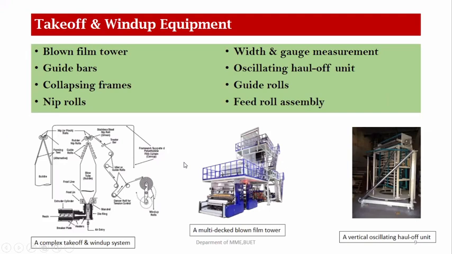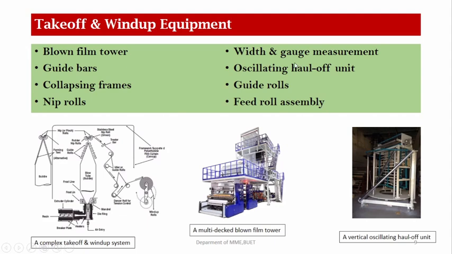Assalamualaikum. I'm Role 37, and first I will discuss the takeoff and wind up equipment. In this process, the film is collapsed and then wound into rolls. So first there is a blown film tower. It is a multi-deck tower, so we can move easily into different parts of this process. Then there are guide bars, collapsing frames, and nip rolls. Nip rolls is where the blown film bubble is collapsed and turned into a sheet, turned into film.